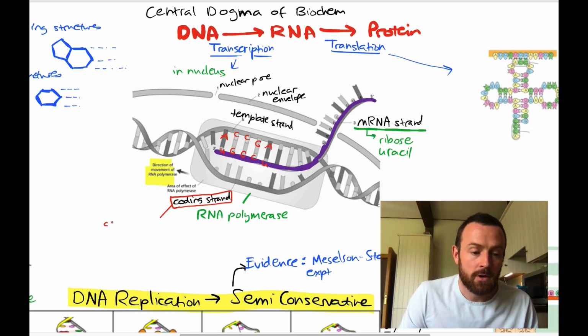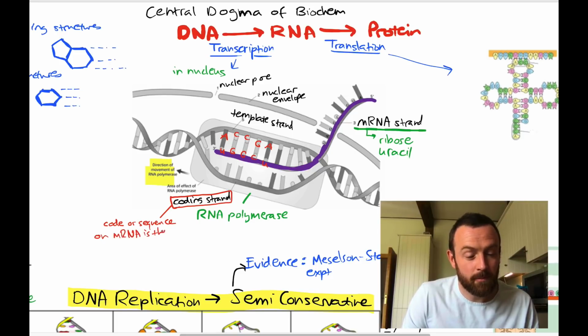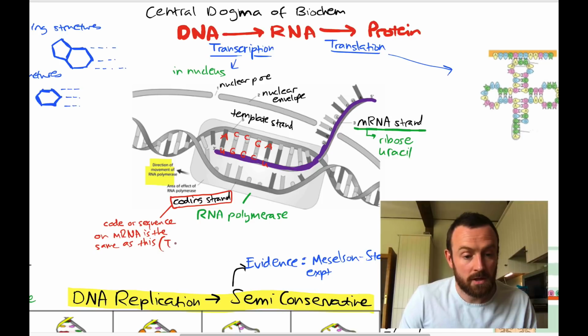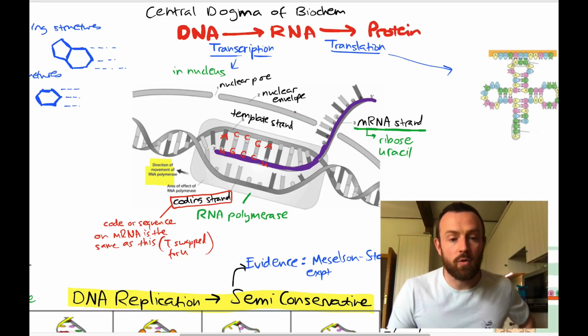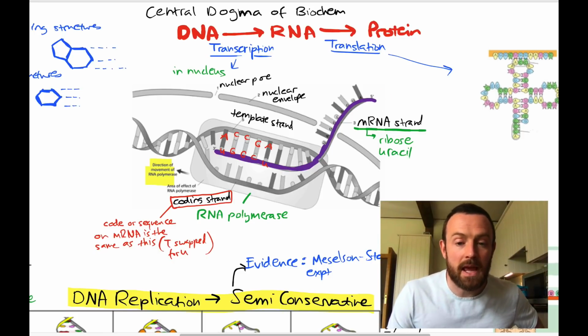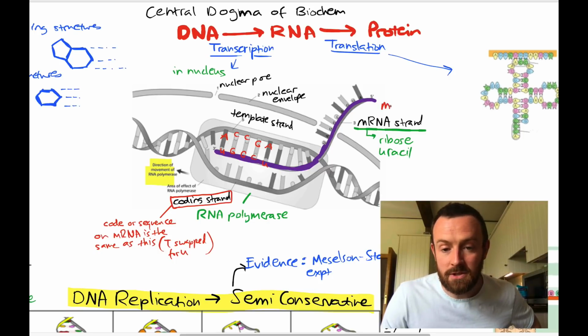So let's write that there. The code or sequence on the messenger RNA is the same as this, brackets, T swapped for U. That's why it's called the coding strand. Of course, I didn't actually label here: mRNA stands for messenger RNA. This M is for messenger. So it is the messenger.